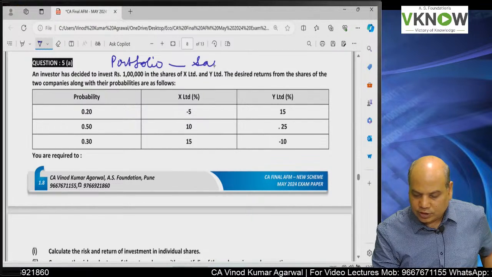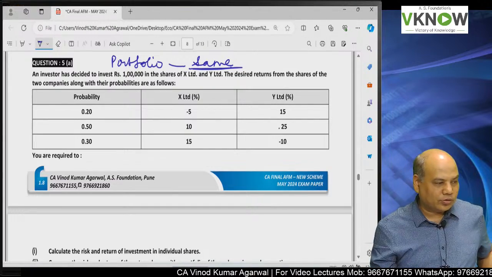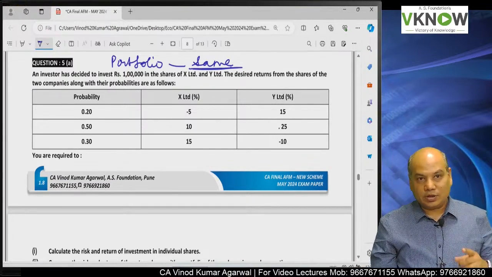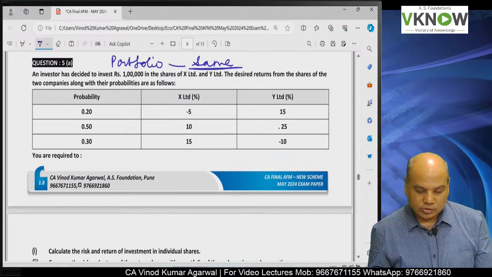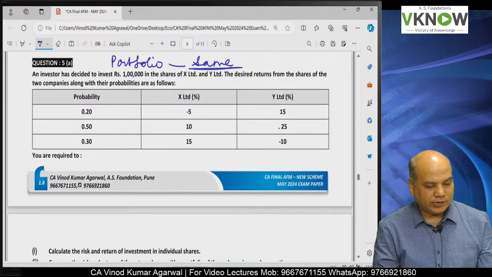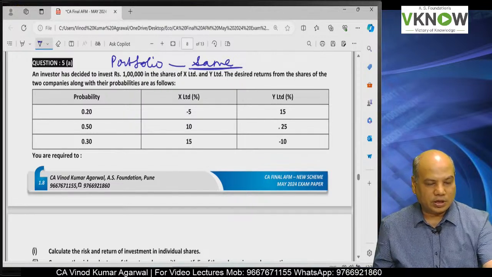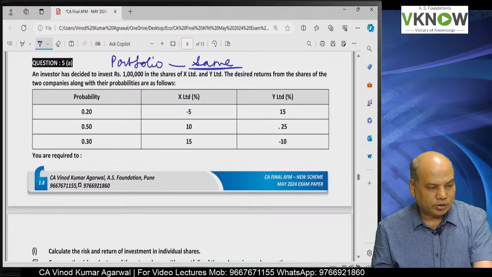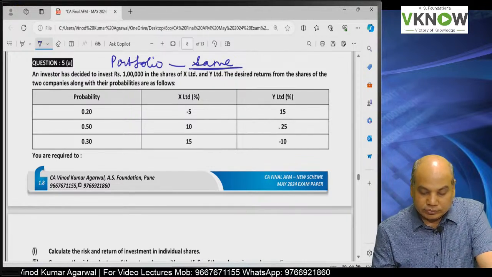Question number 5A is from the portfolio chapter. Same question in the study material. Same question we have taken in the class also. You can see in our class notes, question number I think 30 on portfolio, same question. You are so lucky, those who appeared in this exam, that most of the questions were already covered in the class. Not most, we can say all questions were covered. Only you have to change the numbers.